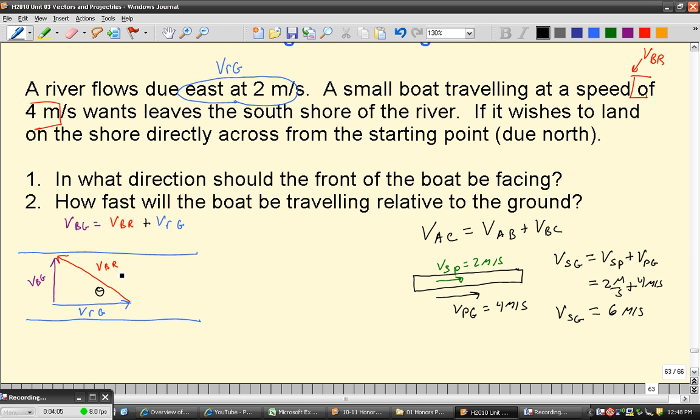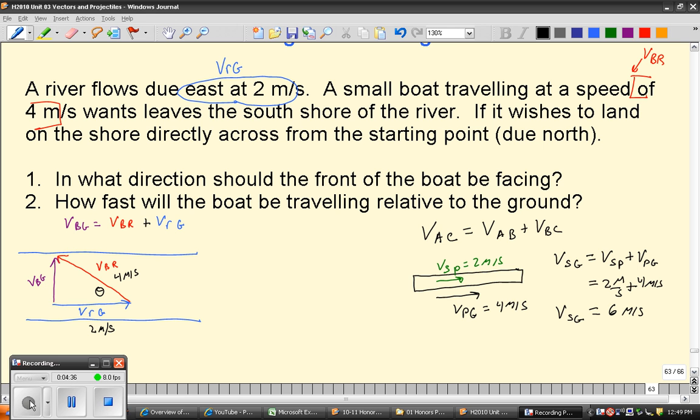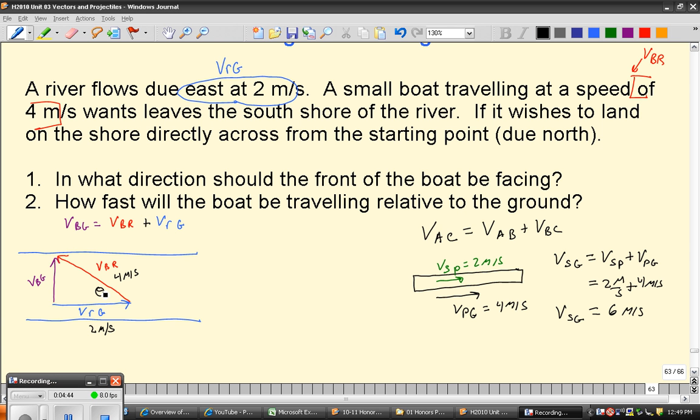So we're given some speeds. The velocity of the boat relative to the river is 4 meters per second, and the velocity of the river relative to the ground is 2 meters per second. So instead of having the two objects' velocities and trying to find the resultant, actually, what they gave us was the direction of the resultant. We still don't know the magnitude. So let's get this angle.